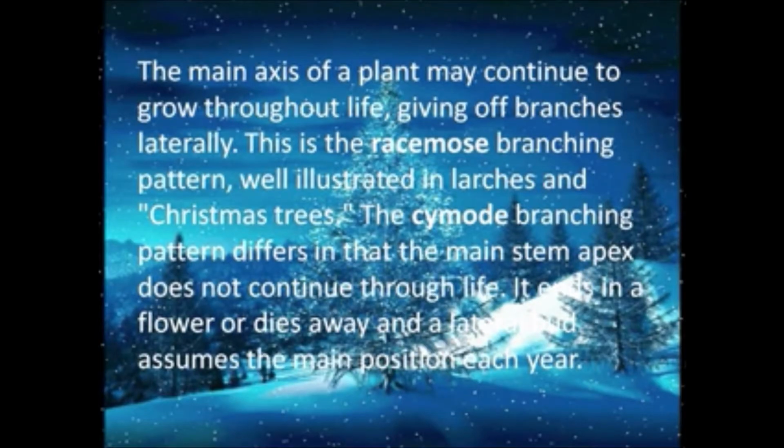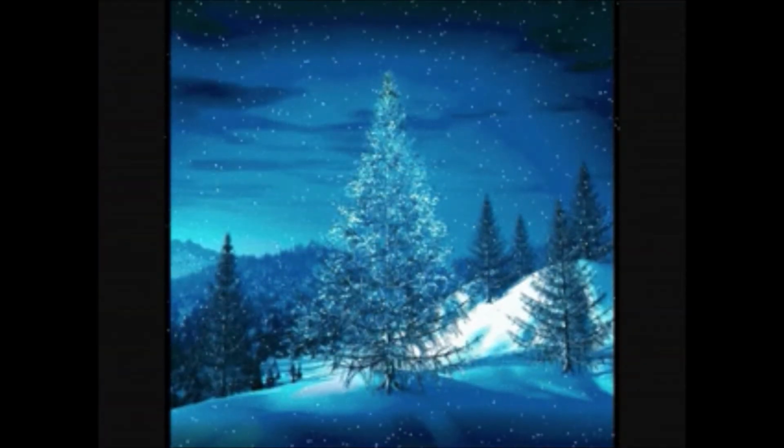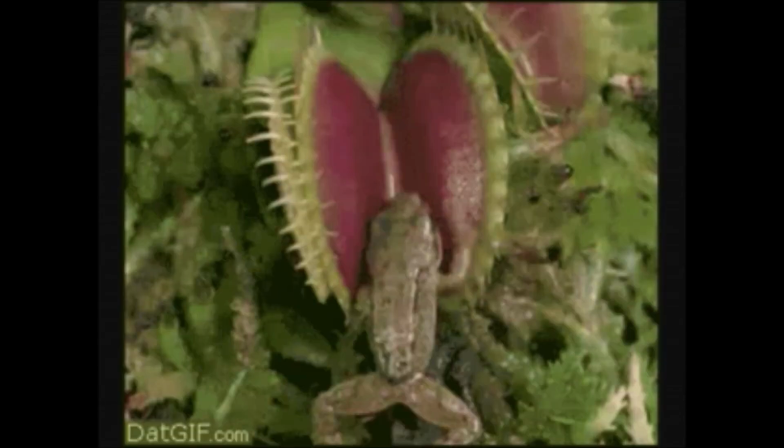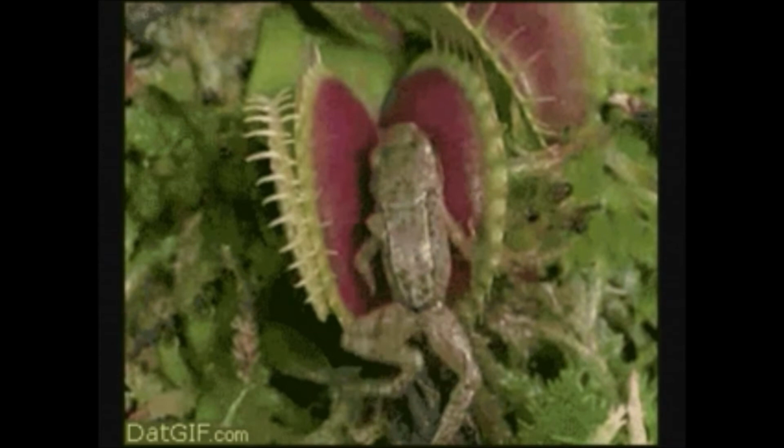The main axis of a plant may continue to grow throughout life, giving off branches laterally. This is the racemose branching pattern, well illustrated in larches and Christmas trees. The cymose branching pattern differs in that the main stem apex does not continue through life. It ends in a flower or dies away, and a lateral bud assumes the main position each year. Plants have many functions, and one of them is helping out the animals.